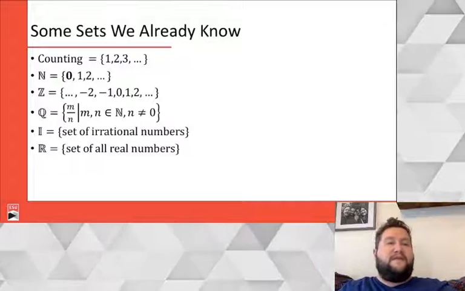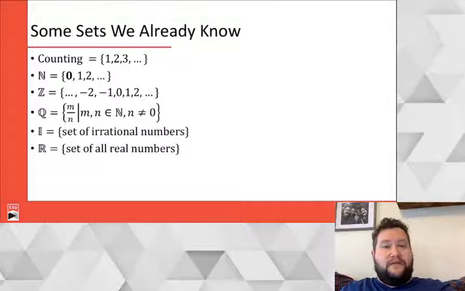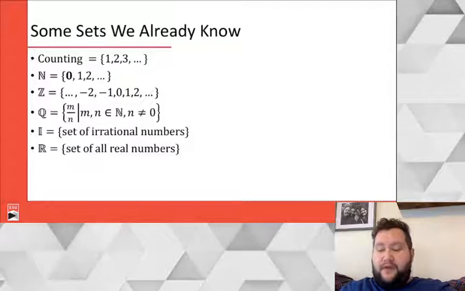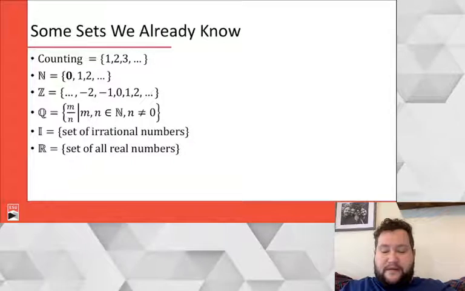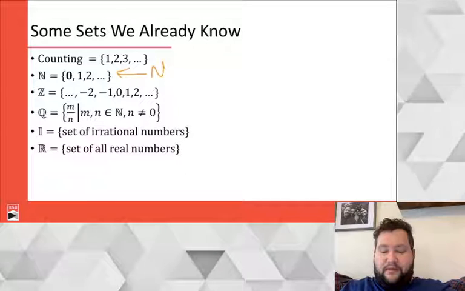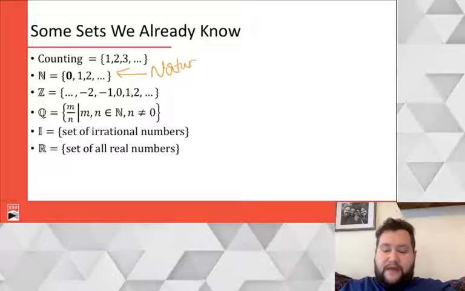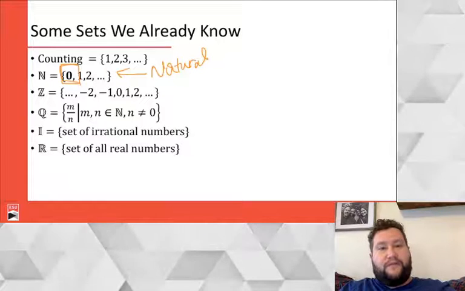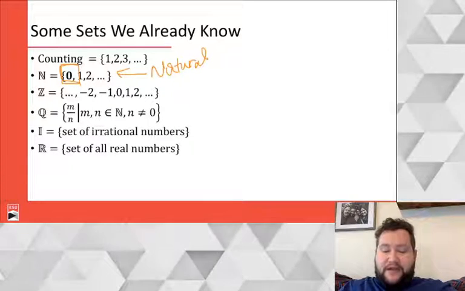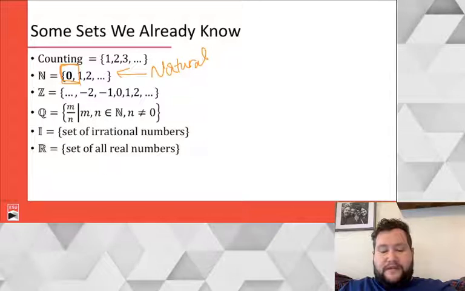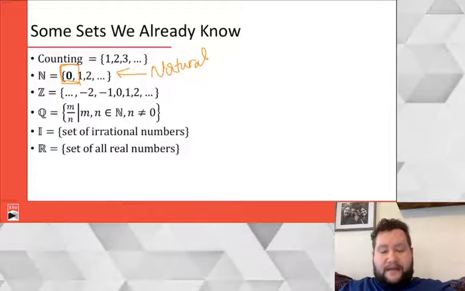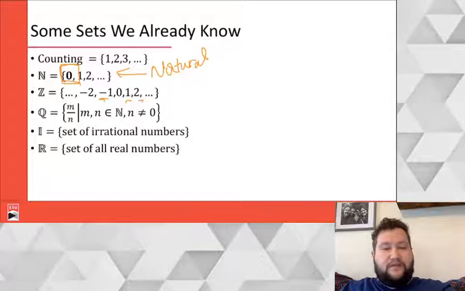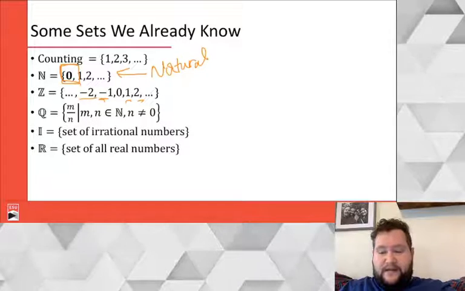And so we already know some sets. We have our counting numbers, 1, 2, 3, and so on. We have our natural numbers, which start at 0. It's really important to remember that 0 is included in our natural numbers. And then we have our integers, which are all natural numbers and their opposites. So for every 1, there's -1, 2, -2, and so on. So these are the integers.